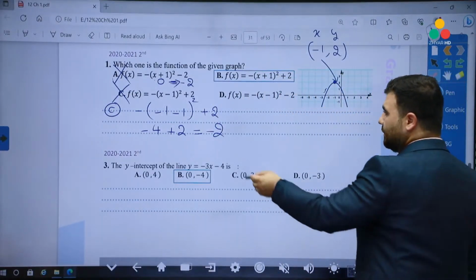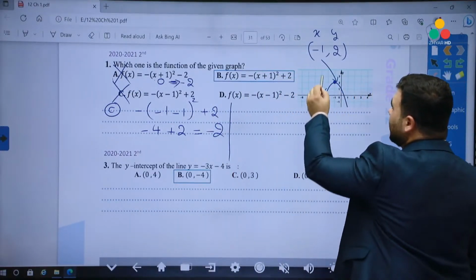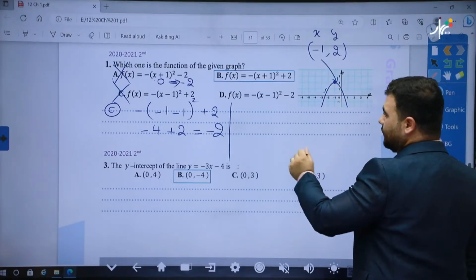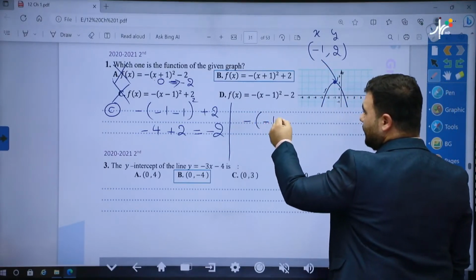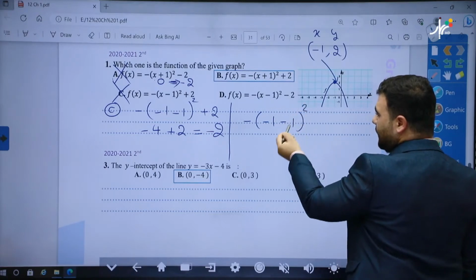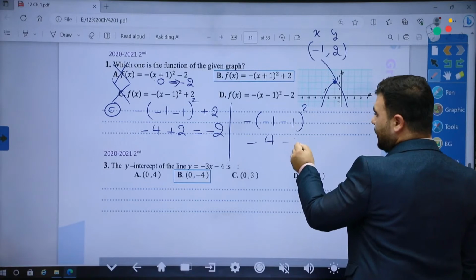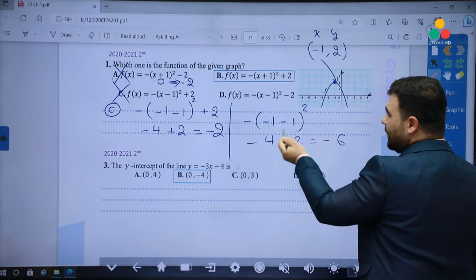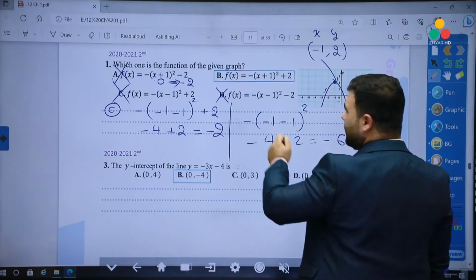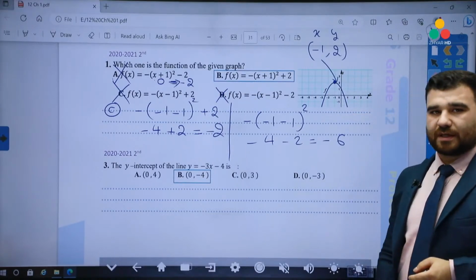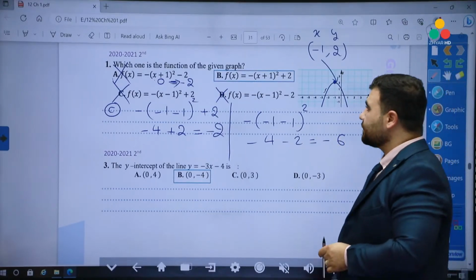Let's test for D. X is negative 1, the result should be 2. Negative of (negative 1 minus 1) squared. This is negative 2, power 2 is 4. With this negative, it is negative 4 minus 2, that's negative 6. D is also wrong. This means indirectly B is the correct answer, but let's check for it.